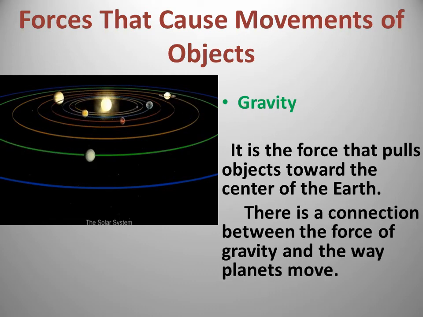Gravity is the force that pulls objects toward the center of the earth. We all live on the surface of the earth. Why is it that we do not fall off the earth as it spins very fast and when it moves around the sun? What keeps us upright? There is a connection between the force of gravity and the way the planets move.